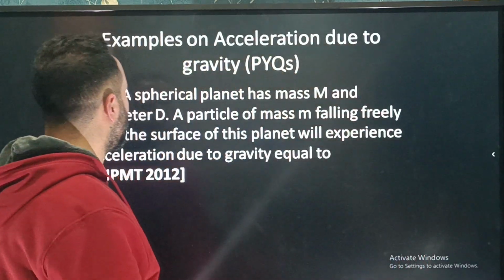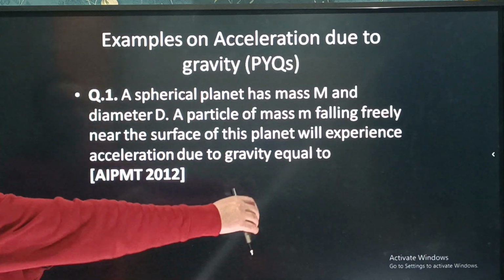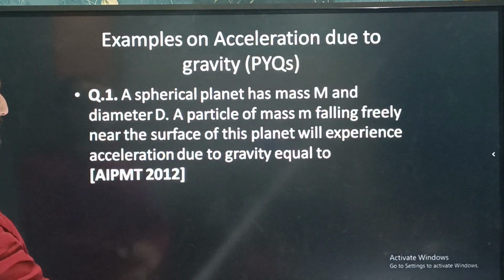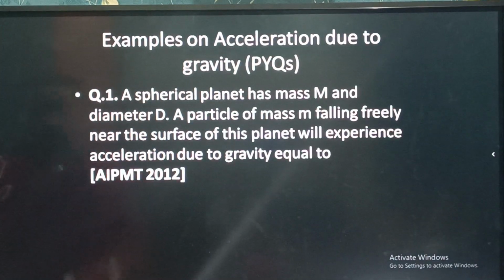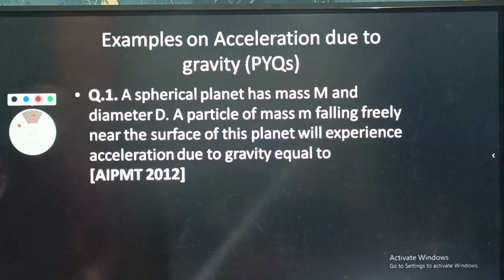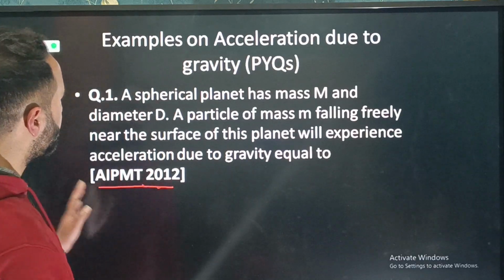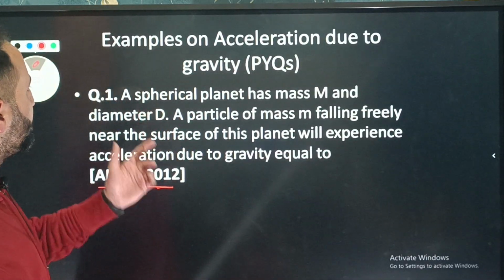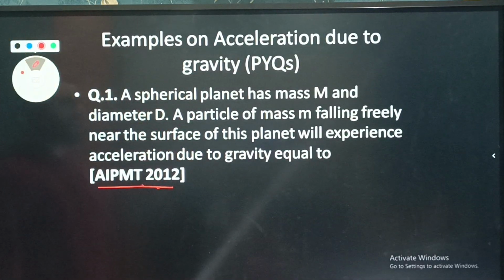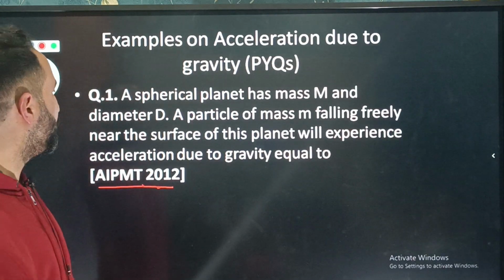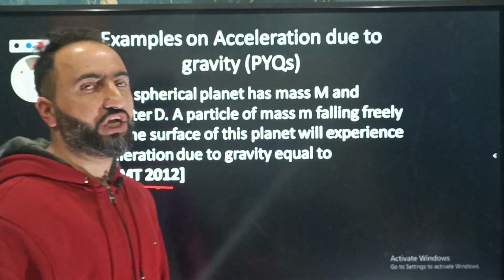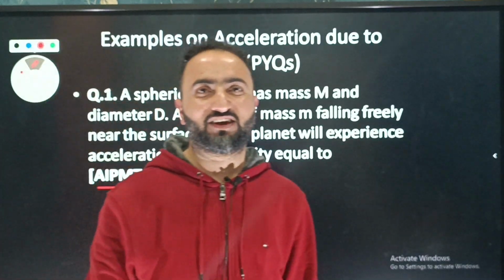Okay. So this example number 1 has been asked in the AIPMT 2012. ठीक है ना बेटा? आप यहाँ ध्यान दीजिए बेटा. So the question is like this. Simply question आपके पास है क्या बेटा? A spherical planet has the mass capital M and the diameter D. A particle of mass small m falling freely near the surface of this planet will experience acceleration due to gravity equal to. You are simply supposed to calculate the acceleration due to gravity.